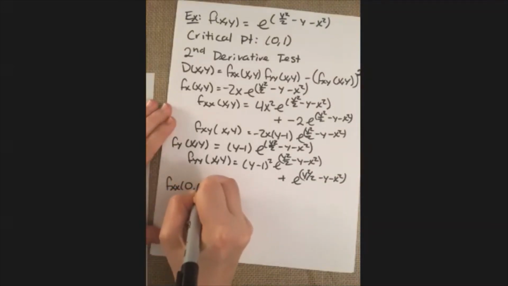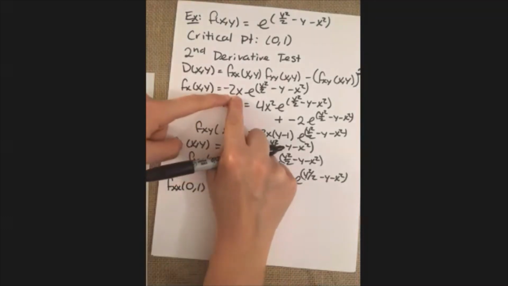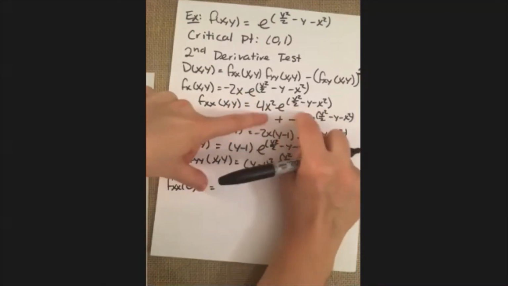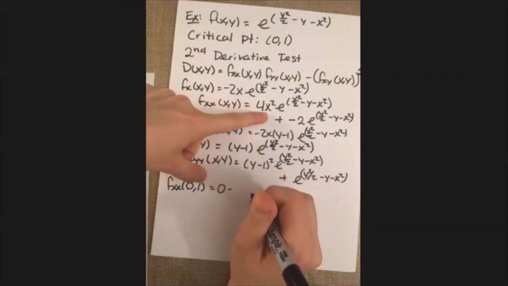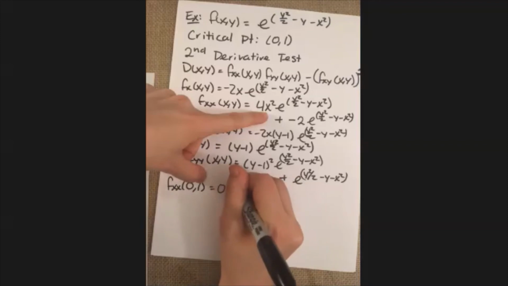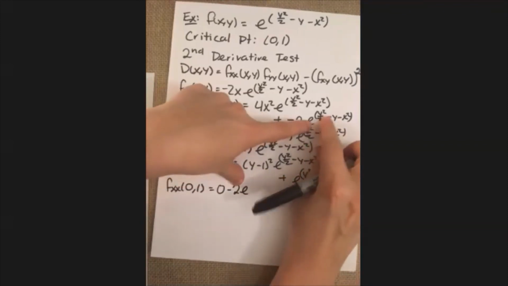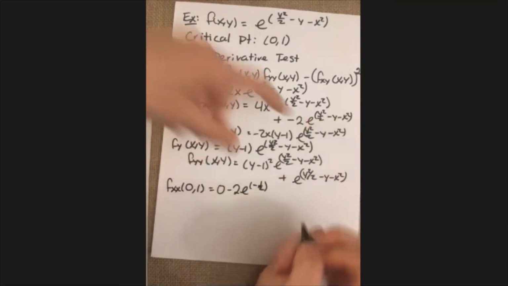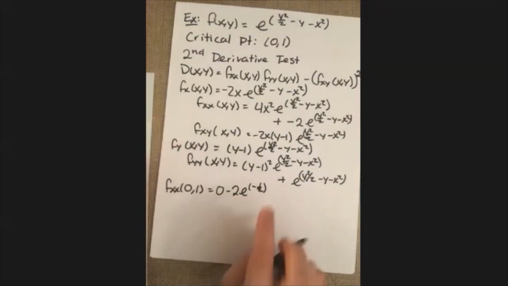So f_xx at (0, 1). Well, I plug in 0 here, and that is just going to give me 0 minus, looks like 2 times e raised to the negative 1/2, I think is what we're going to get out of that. So the big thing here is that this is a negative number.